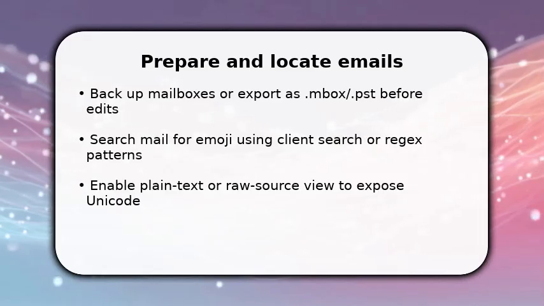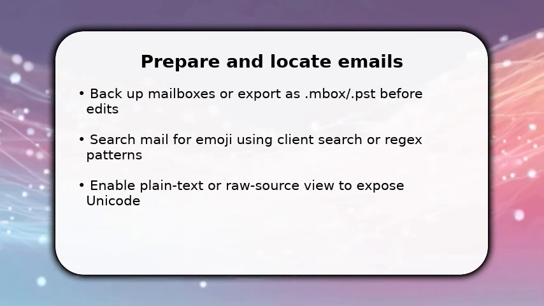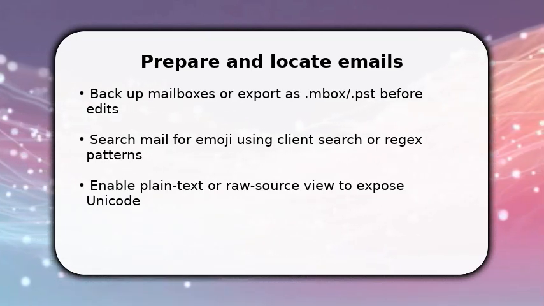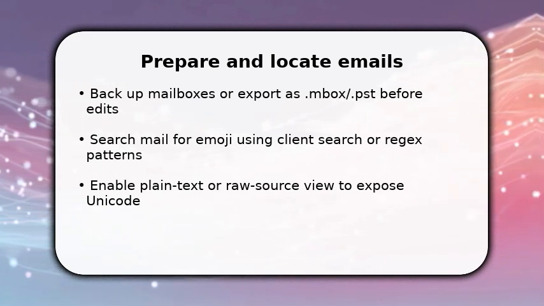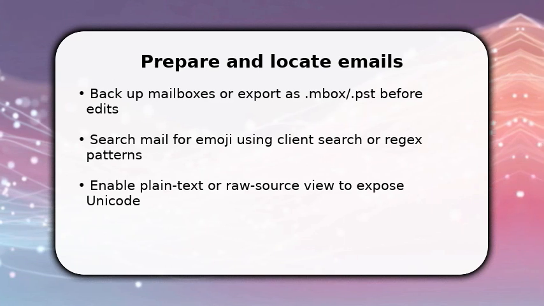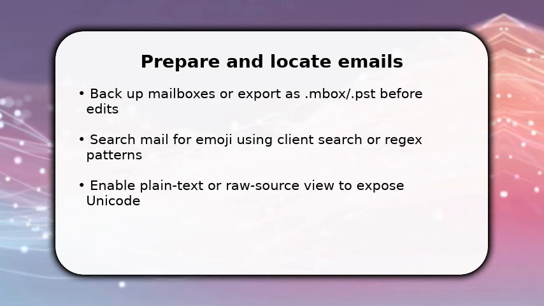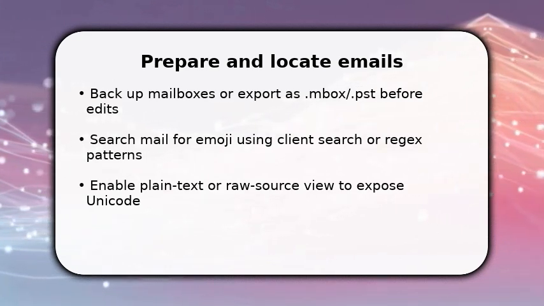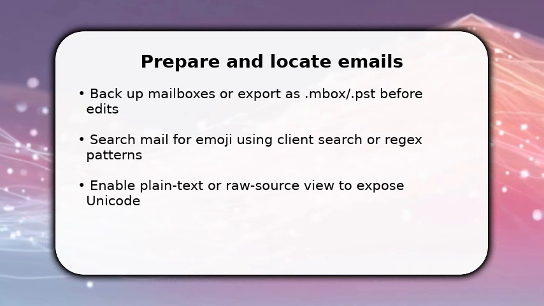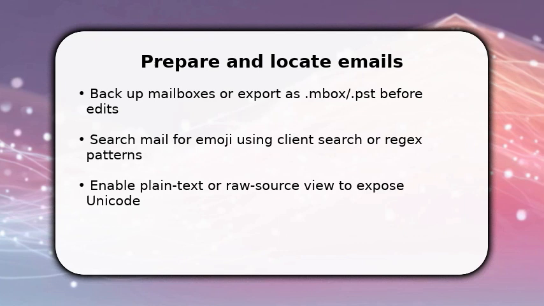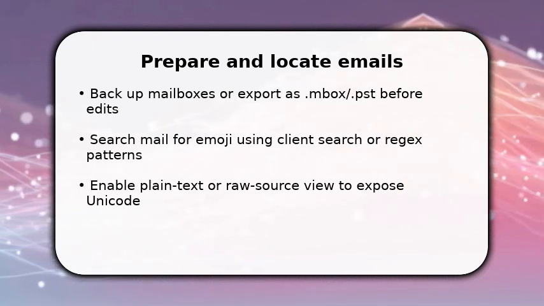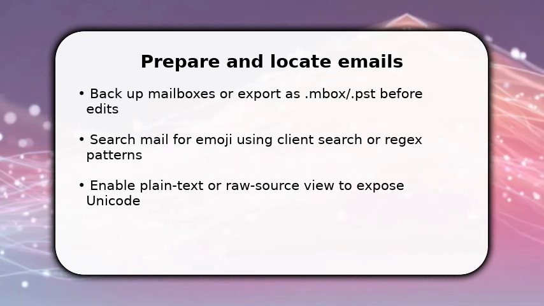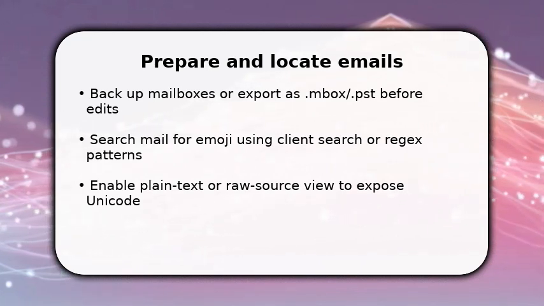You start by protecting your data. Make a quick backup or export of the mailbox so you can revert if needed. Next, locate the messages that contain emoji by searching visually or using simple regex patterns in your client. Once done, switch the message view to plain text or raw source so you see Unicode code points. This exposes the characters you will remove. Make sure to work on a copy, because direct edits to live mail can break threading and headers.